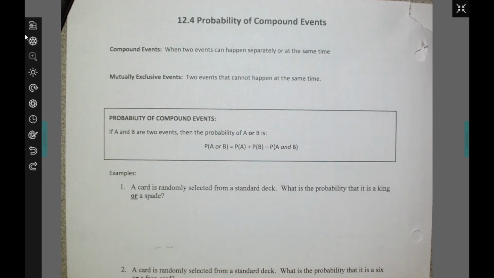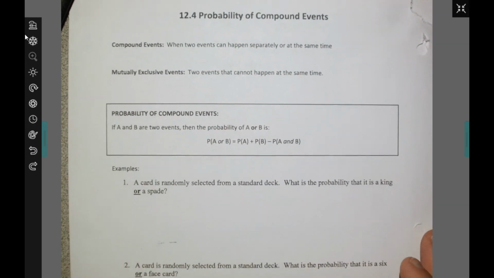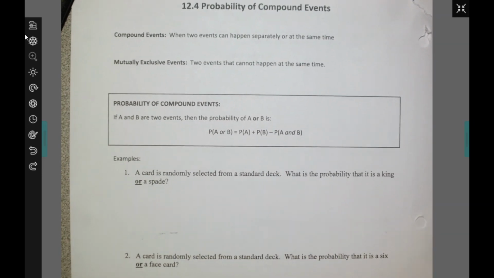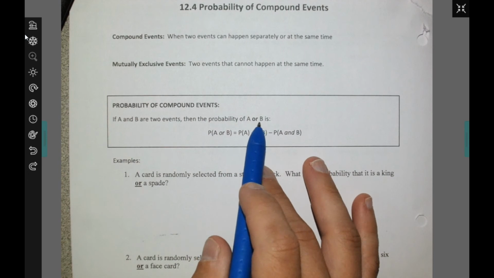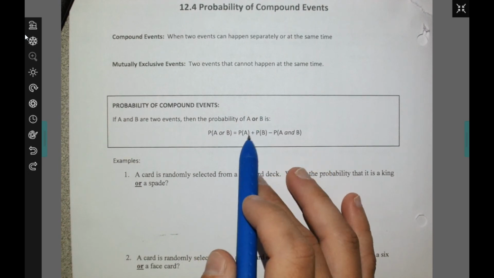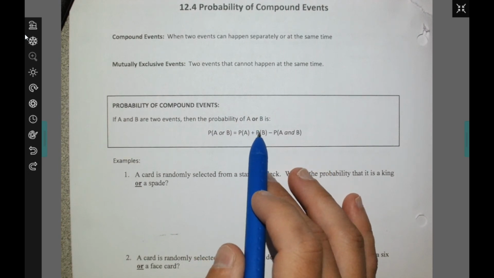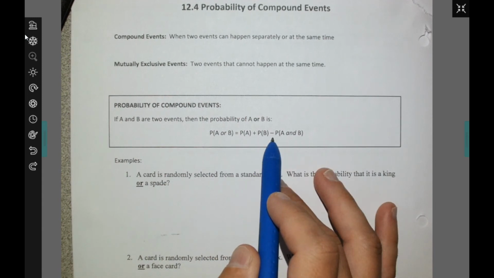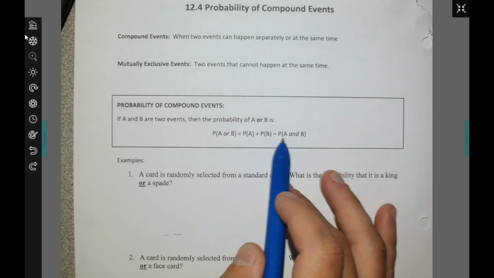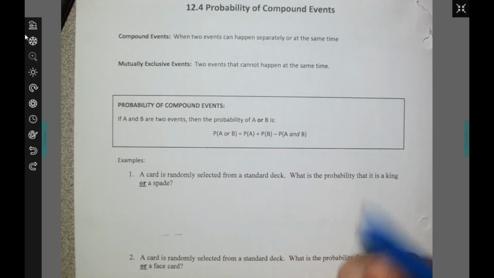So the key for today is we're going to use this probability of compound events formula where it says if A and B are two events, then the probability of one or the other happening is the probability of A plus the probability of B. So this is what we've gone over so far. When you have an OR problem, you add. The new part to this, though, is we have to subtract off the probability that both events occur. Okay, so what's the probability that they both could occur at the same time?